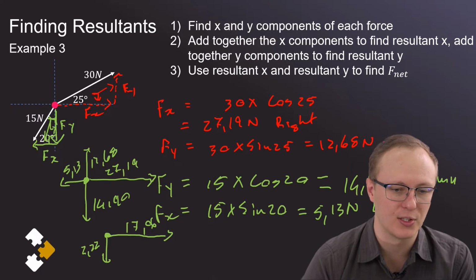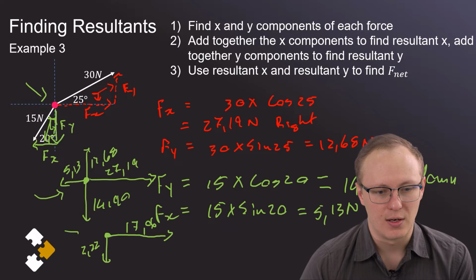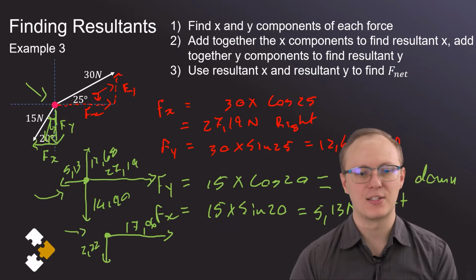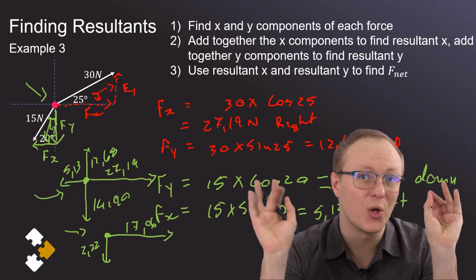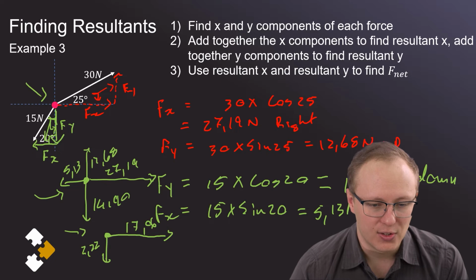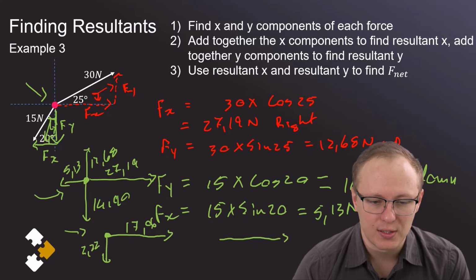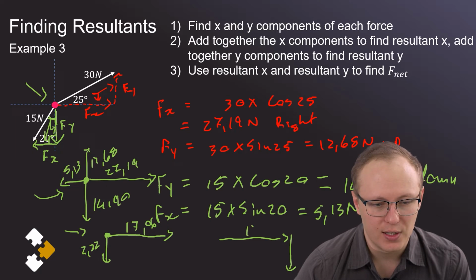Okay, so what progress have we made? We've started with that. We broke it into that. Now we've got this after adding that together, but now we've got an x vector, a y vector. We've got two perpendicular vectors that we can now easily add together, right? So now we do the same as always, tip to tail, right? Tip to tail.